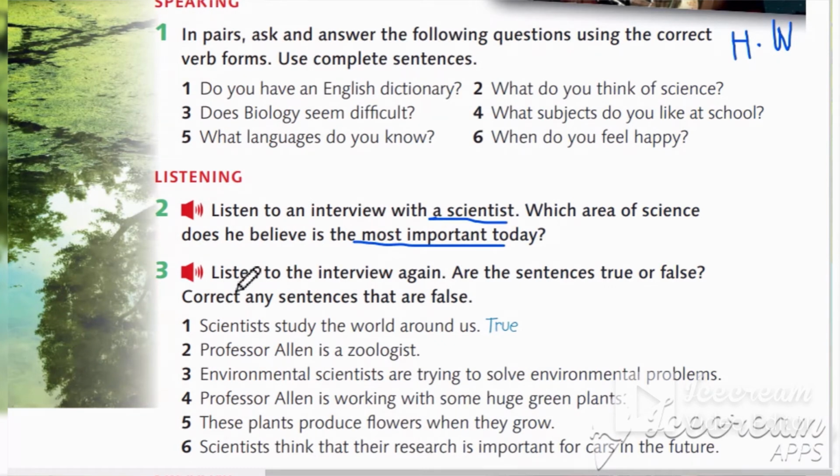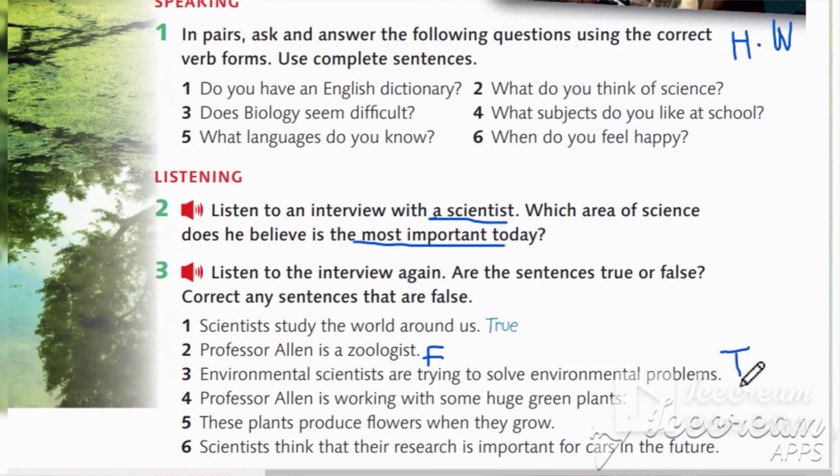Now, exercise number 3. Listen to the interview again. Are the sentences true or false? Correct any sentences that are false. Scientists study the world around us. True. Excellent. Now, Professor Allen is a zoologist. No, he is an environmental scientist. Okay. Now we will write false, and he is an environmental scientist. Environmental scientists are trying to solve environmental problems. True. Excellent. True, they solve environmental problems.